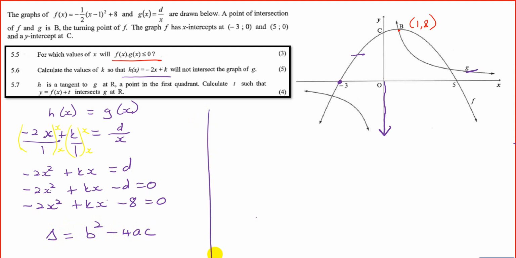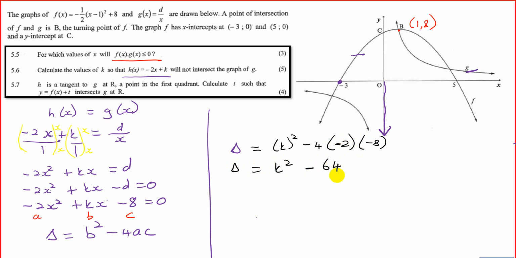And in working out the discriminant, delta, I just want to put down the values before we go on. Our a value is minus 2, our b value is k, and our c value is minus 8. We're going to substitute that, and we will get b squared, which will be k squared, minus 4, the a value is minus 2, and your c value is minus 8. And that gives us delta to be k squared minus 8 by 8 is 64.